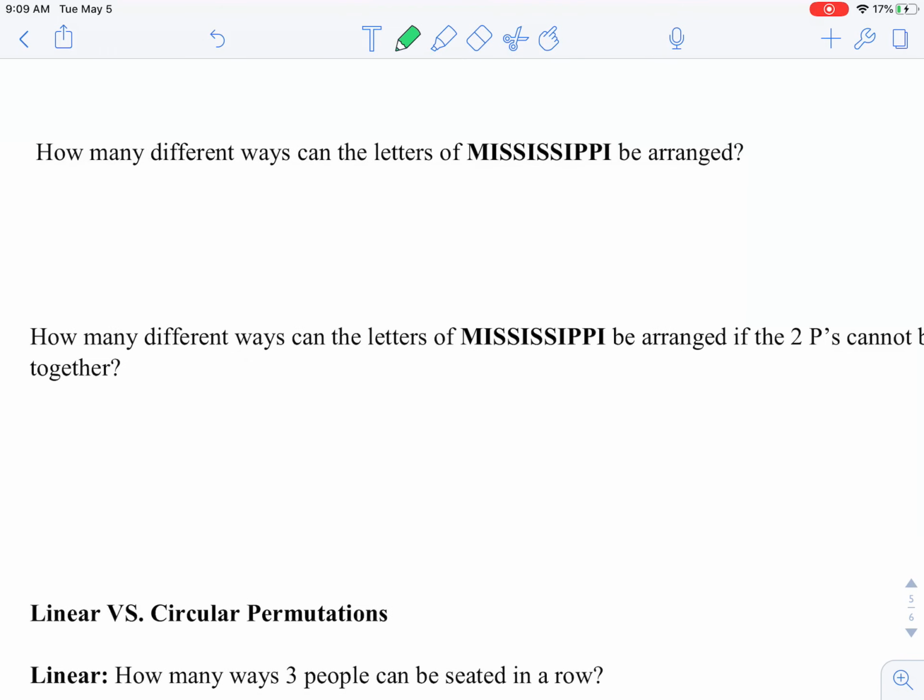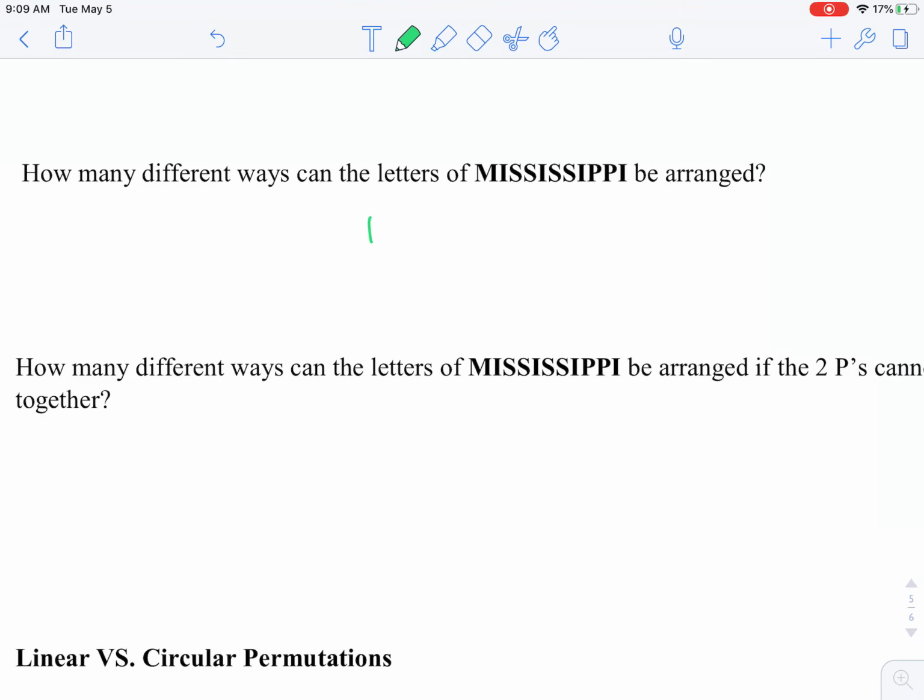Okay, so let's look at another example. Let's talk about the word Mississippi. Okay, so again, we want to figure out how many total letters we have in Mississippi. 1, 2, 3, 4, 5, 6, 7, 8, 9, 10, 11. So again, we're going to have 11 factorial. And then we're going to go through our letters. So we have M. There's only one M. Okay, you don't need to put 1 factorial on the bottom.